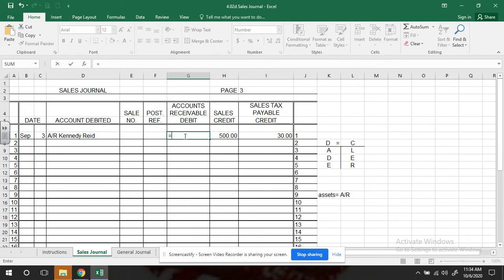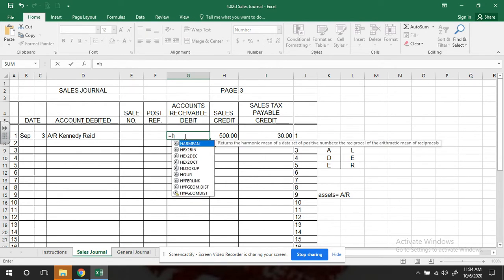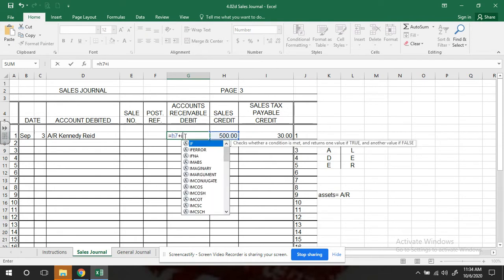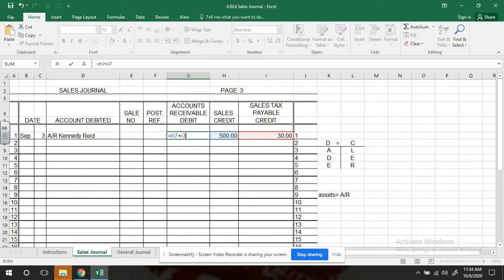So here, to get her total amount, I'm going to let the computer add it together. So I've got H7 plus I7. Notice how it puts the H7 in blue and highlights that cell in blue, and the I7 in red and highlights that cell in red. I hit enter and it added it for me.